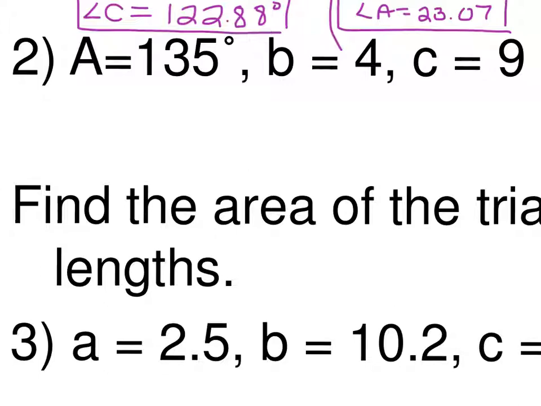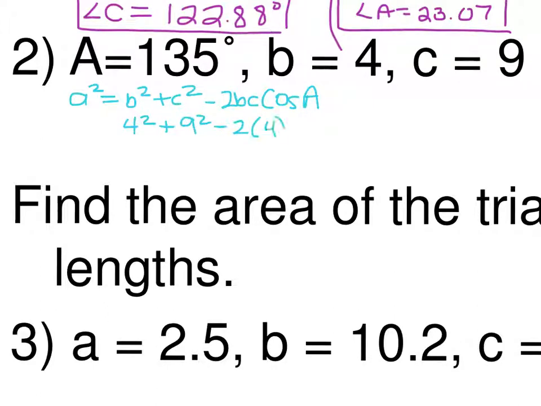All right, so number 2 is now our side angle side case. So the first thing I have to find is what? Side A. So A squared would equal B squared plus C squared minus 2BC cosine A. So B squared is 4, C squared is 9, 2 times 4 times 9 times the cosine of 135. And I'm going to make sure I square root this at the end. So the square root of 4 squared plus 9 squared minus 2 times 9 times 4 times the cosine of 135. And I get 12.16.